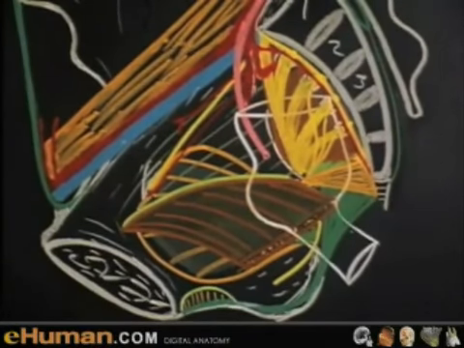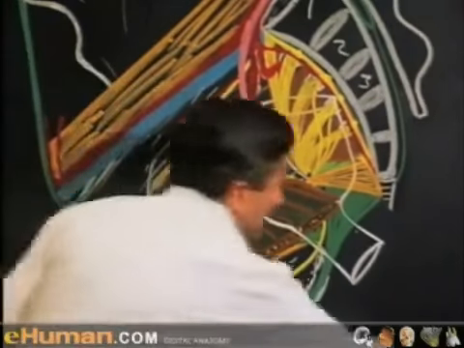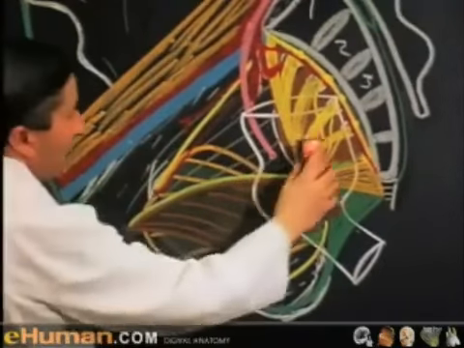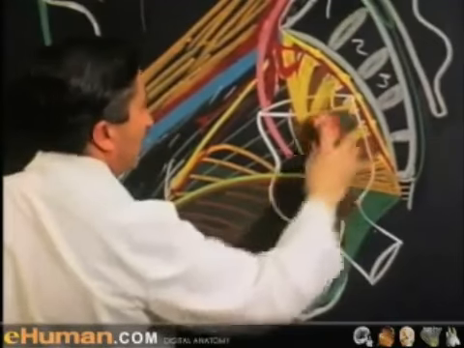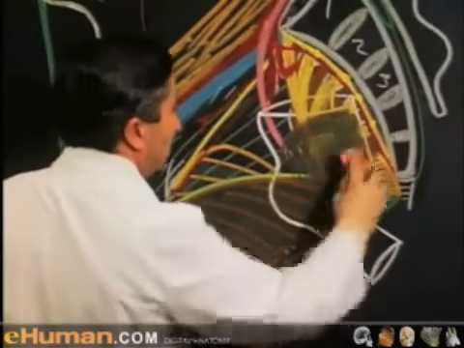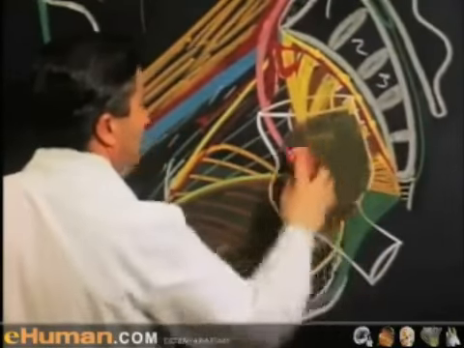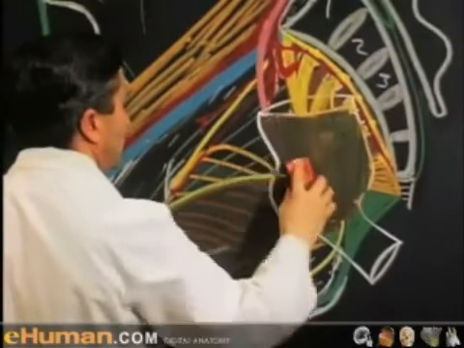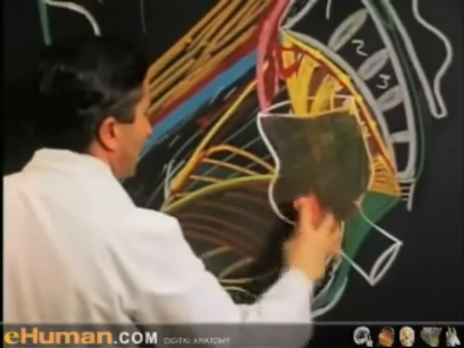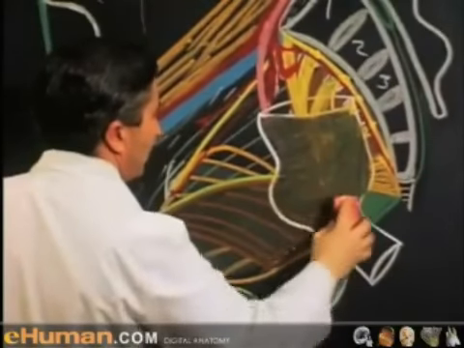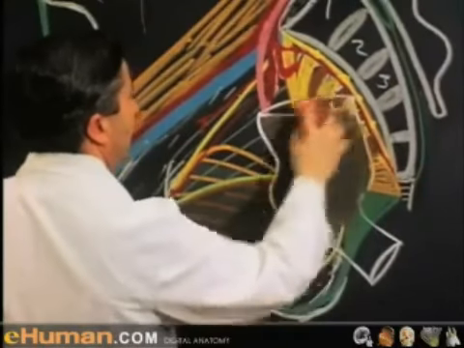Now having put that structure in position, let us erase the structures that lie medial to it: the sacral plexus, the coccygeus, and just showing the region of the levator ani.